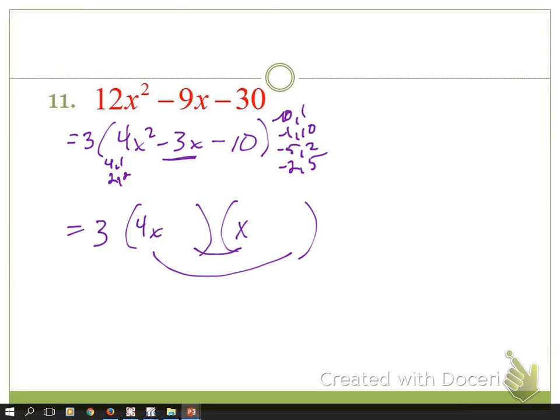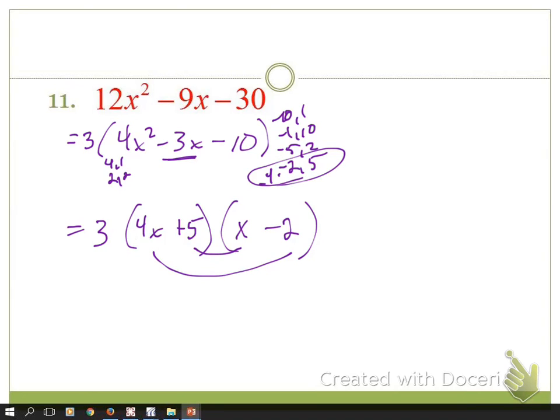Not what we need. 4 times negative 5 is negative 20. Too big. 4 times 2 is 8. 8 plus negative 5 is positive 3. We need negative 3. So we go 4 times negative 2 is negative 8. Negative 8 plus 5 is negative 3. So that's it. That's the combo that we need right there. So we got to link the 4 and the negative 2. And then the 5 has to go in the other parentheses, and we're done.